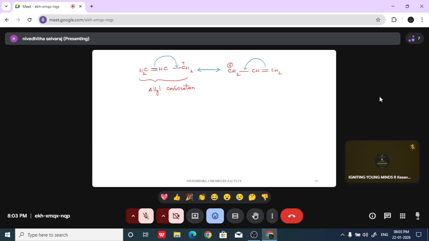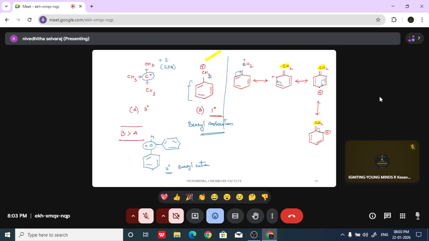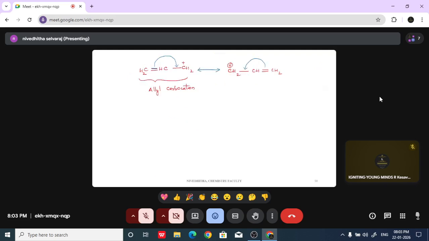As far as the inductive effect is concerned, carbocations are getting just the moral support from R groups. But as far as allyl carbocation and benzyl carbocations are concerned, because of the resonance, carbocations are even more stabilized. So if you compare the stability of carbocations, this will be the final order. Listen here.